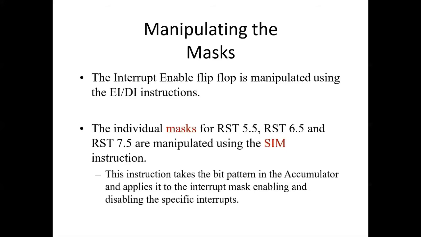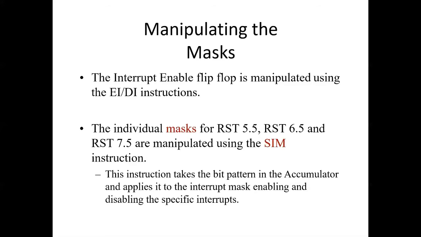This instruction takes the bit pattern in the accumulator and applies it to the interrupt mask, enabling and disabling the specific interrupts. SIM stands for Set Interrupt Mask. It is a single byte instruction. Each of the instructions of 8085 that we have come across so far has a single purpose. But the SIM instruction is a multi-purpose instruction. It is used for masking or unmasking of RST 7.5, RST 6.5 and RST 5.5, to reset the RST 7.5 flip-flop, and to perform serial output of data.